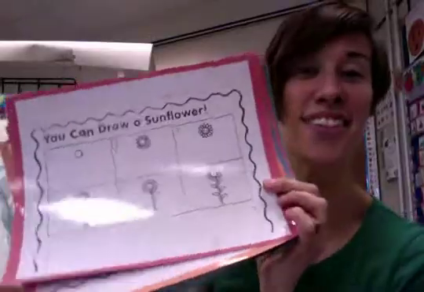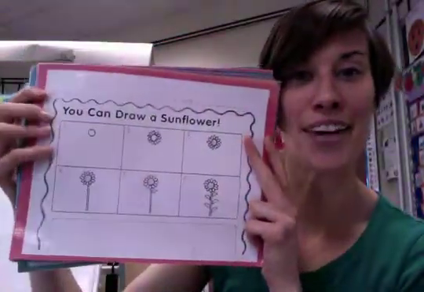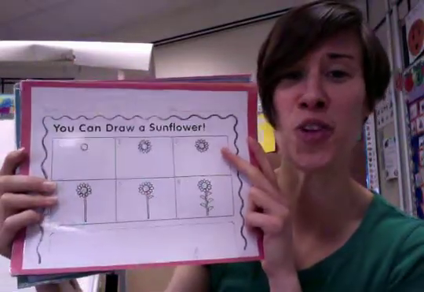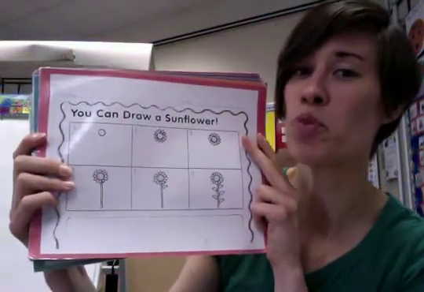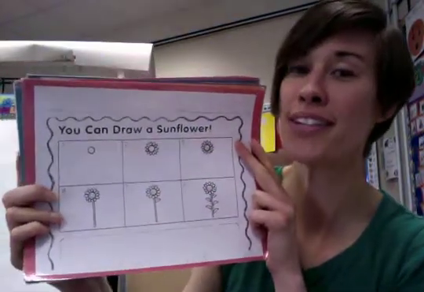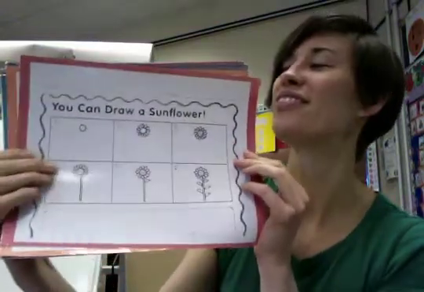This is a sunflower. So sunflowers are flowers that we grow at the end of the season, usually at the end of the summer. But you know what? You can use the step-by-step drawing of a sunflower just to draw a flower, because in the springtime we have lots of flowers that start to grow.